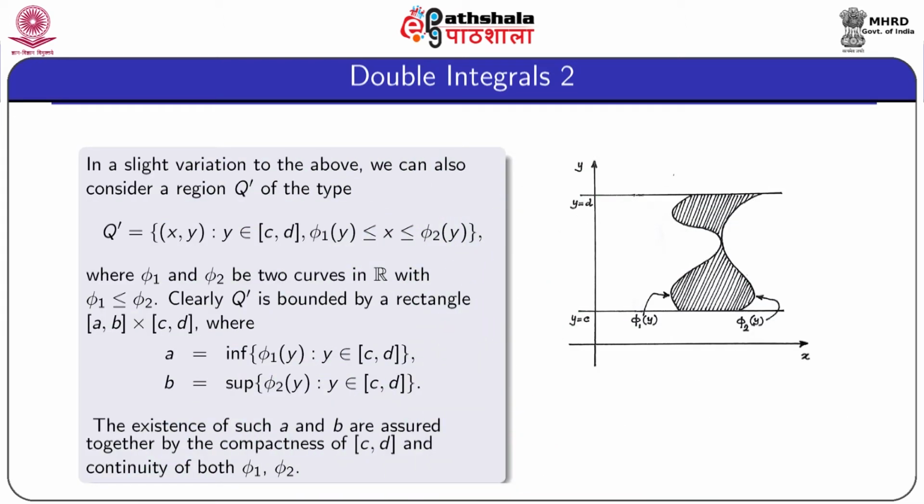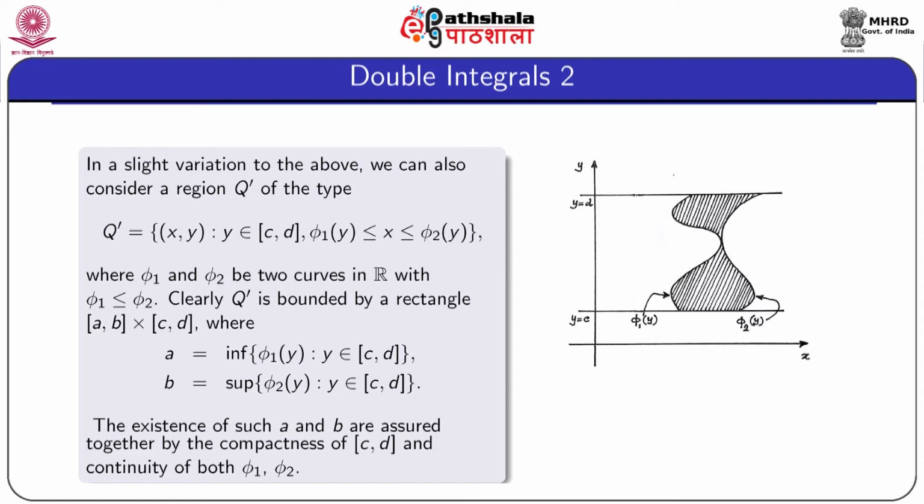Next, in a slight variation to the above, we can also consider a region Q' of the type Q' equal to {(x,y) : y is in [c,d] and phi1(y) ≤ x ≤ phi2(y)}, where phi1 and phi2 are two curves in R with phi1 ≤ phi2.